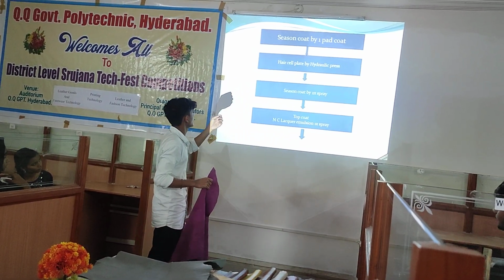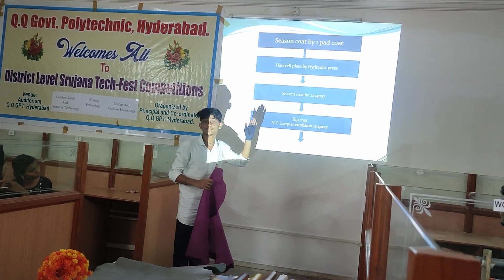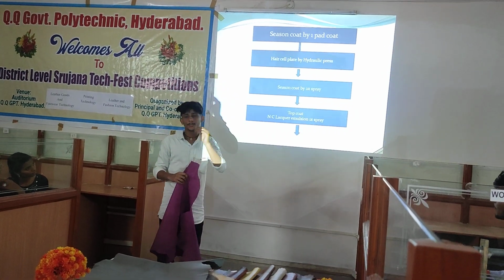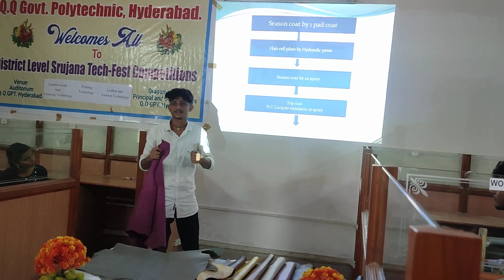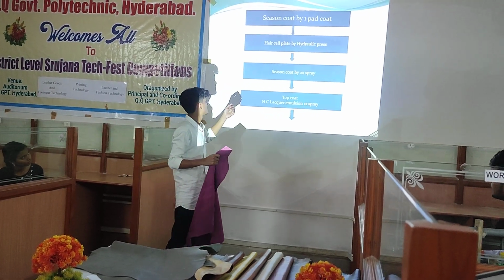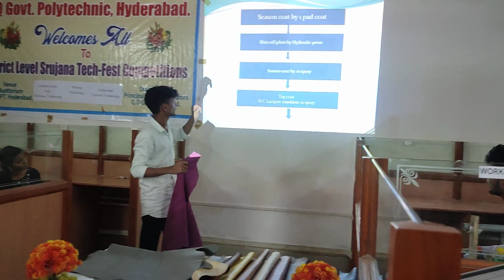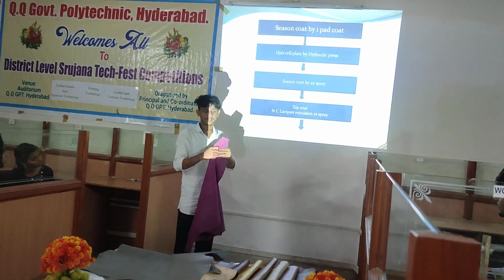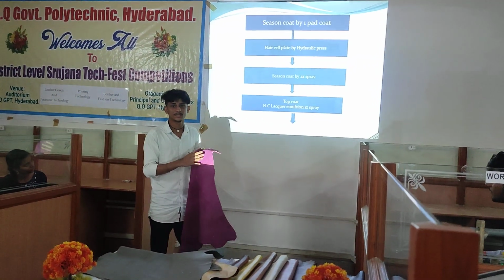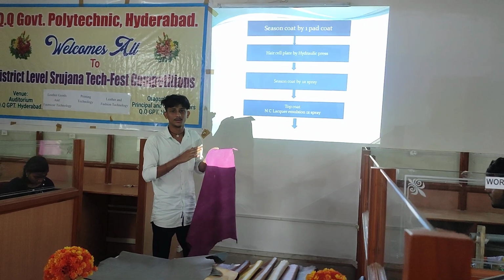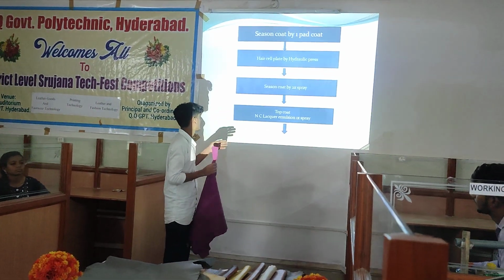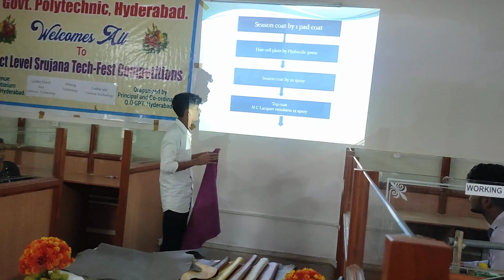Next, headset plated by hydraulic press. Headset plating means plating using not a plain plate. It has some designs. It is called the headset plate. Next, season coat by 2 cross coats. Previously I said season coat is a mixture of season. We have to apply 2 cross coats on the grain side of the leather. Next, top coat NC lacquer emulsion, one cross coat.